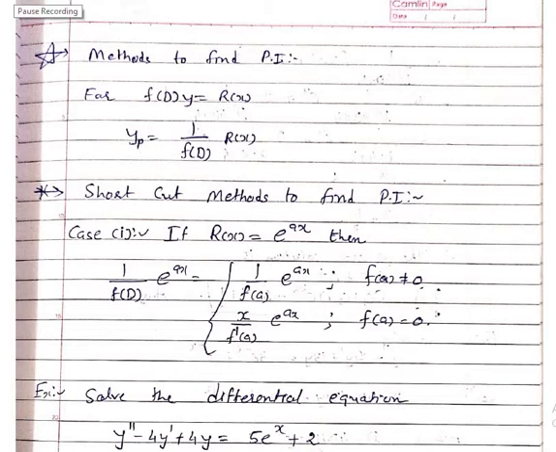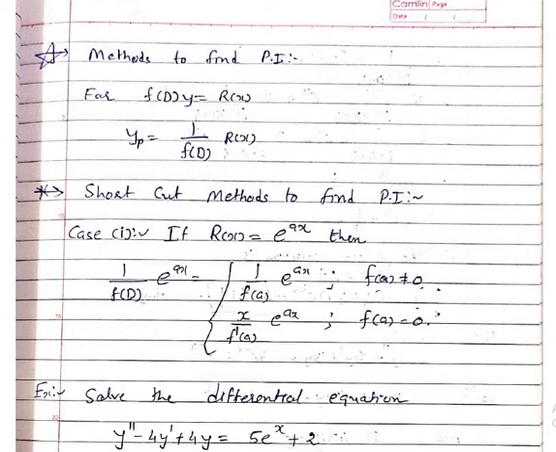Hello everyone. Last time we found the complementary function for higher order differential equations, and there are four cases which we have learned for the complementary function. First one is real and non-repeating, second one is real and repeating, third one is complex conjugate non-repeating, and fourth one is repeating complex conjugate. So today we are starting with methods to find PI.